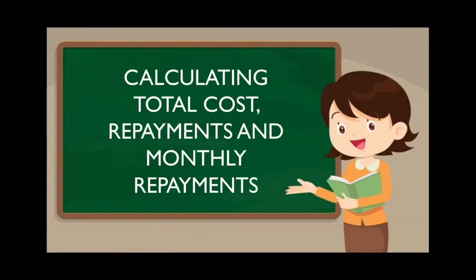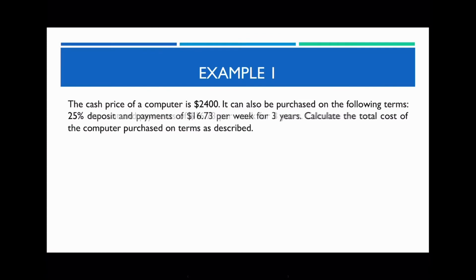What we're going to be looking at now is two specific examples so that you have an understanding of how to calculate the total cost that you've paid for the item, the total repayments, as well as the monthly repayments you make per month to pay off the total cost of the actual item. In our very first example, it reads, the cash price of a computer is $2,400.